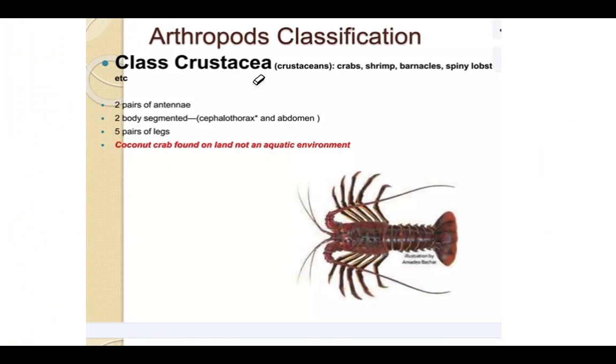Then we have class Crustacea. So we have crustaceans: crabs, shrimps, barnacles, spiny lobster, etc. They have a pair of antennas, and the body is segmented into cephalothorax and abdomen. Mostly they are found in aquatic habitats, and some are found on land. They are in many classes, and they have 10 legs in total.